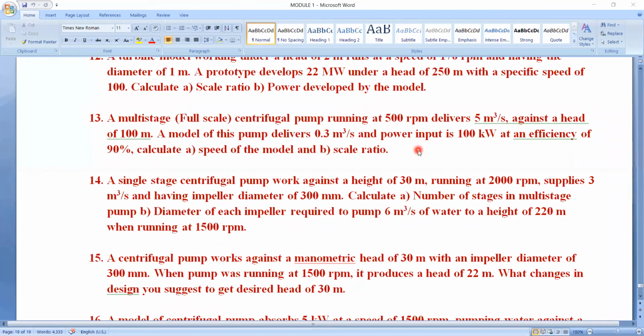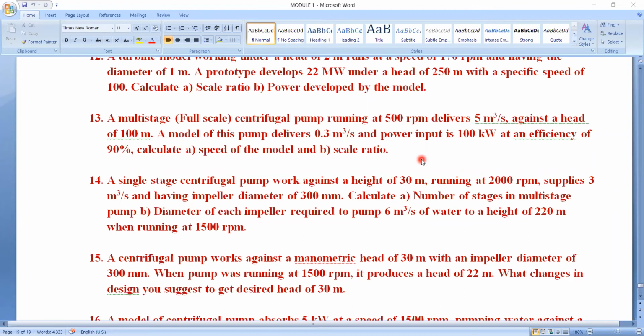Is it completed? Please respond. No, sir. Is it completed? Please respond. Shall I stop the screen sharing here? Okay, fine.